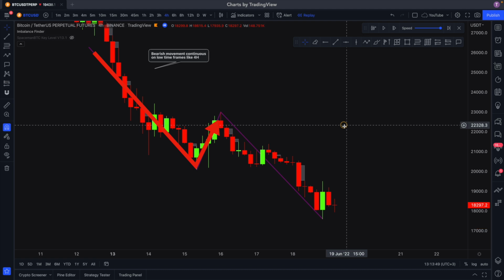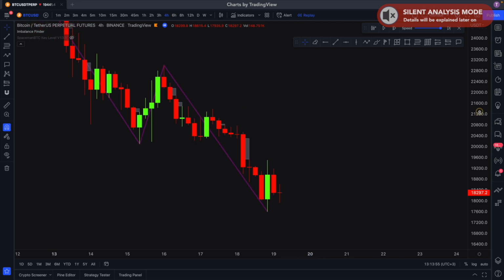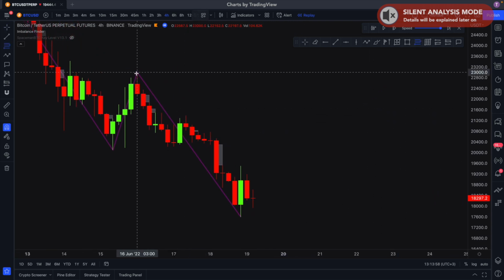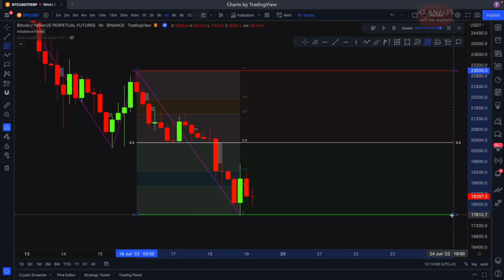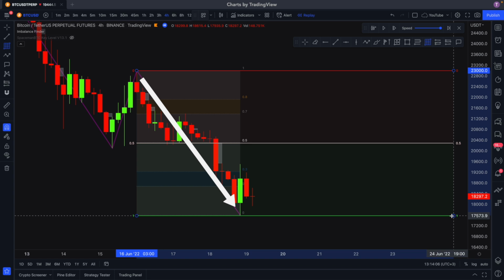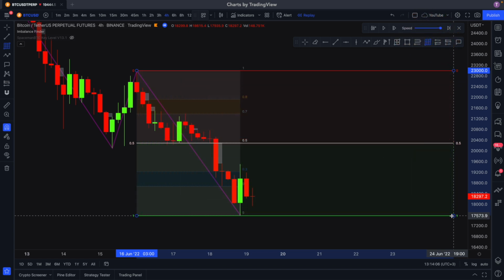What I do is here draw my market structure from the most significant high to low and create my range. Okay, I draw my Fibonacci tool from the most significant high to the most significant low. Furthermore, I use the gain box to visually determine my premium and discount zones.